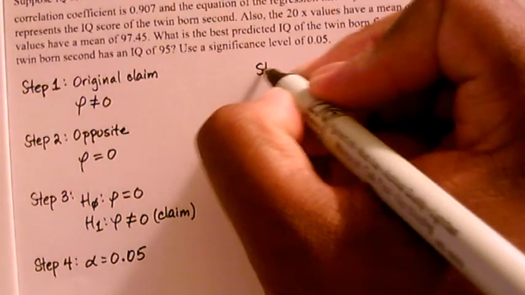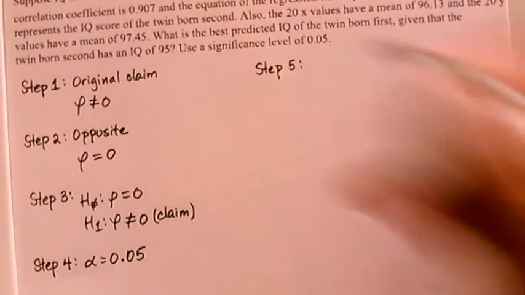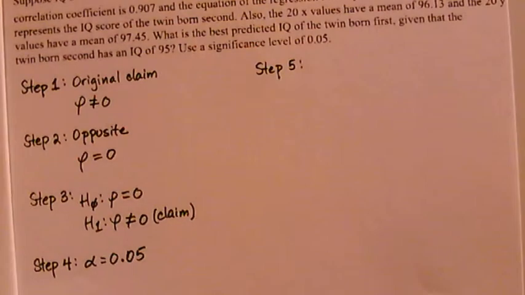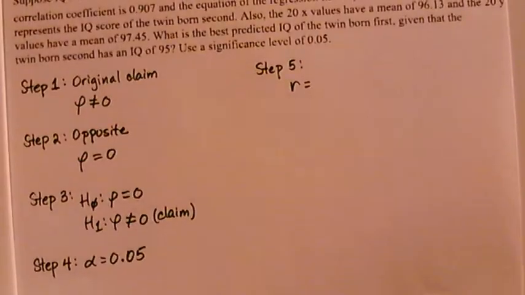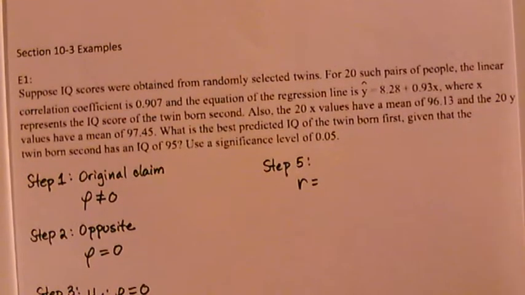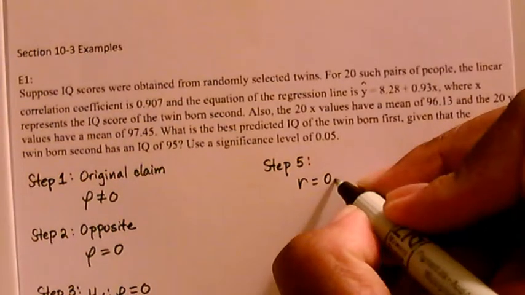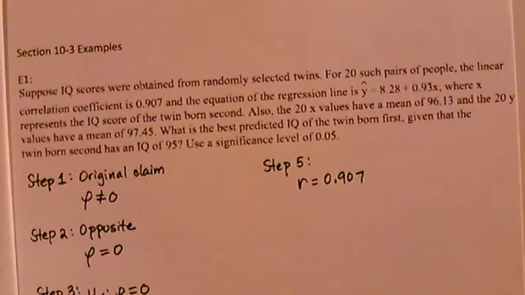Now step number 5 is calculating the test statistic. Well, that's already given to us in the problem, because if you look at it, it says for 20 such pairs of people, the linear correlation coefficient is 0.907. So that's what r is equal to, 0.907.